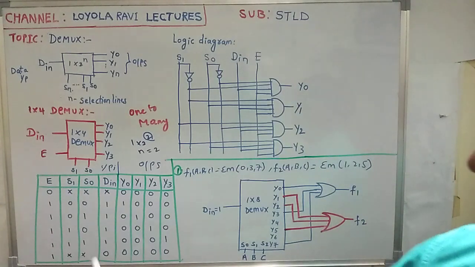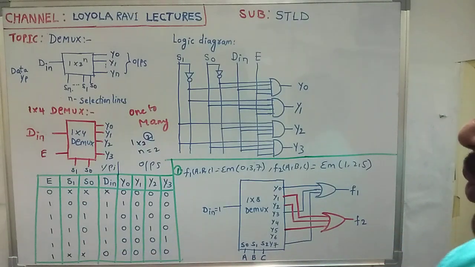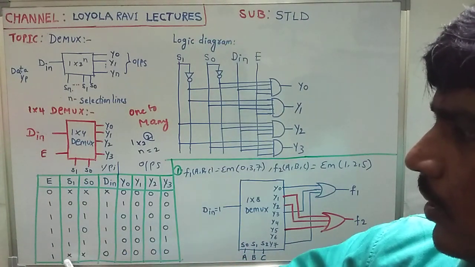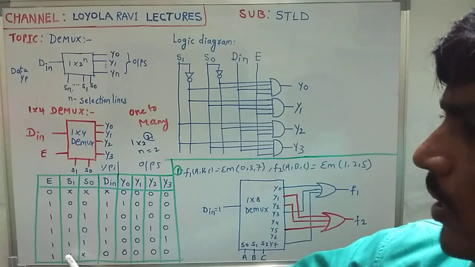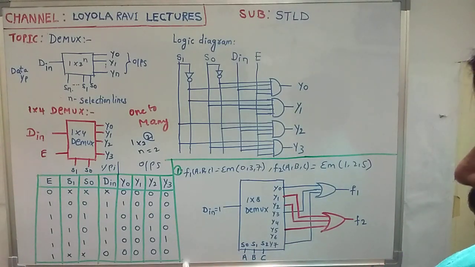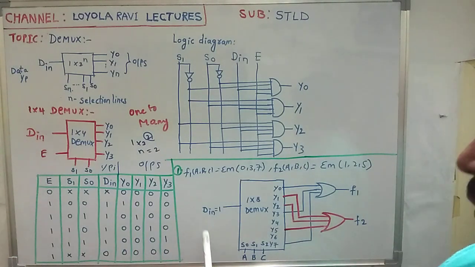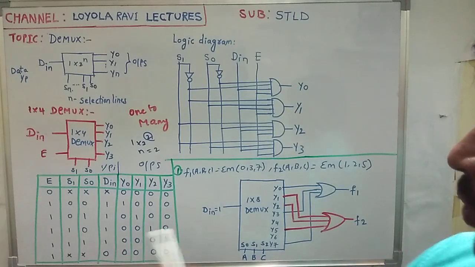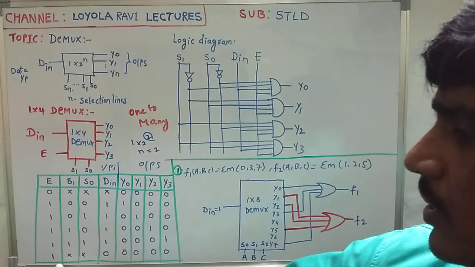For example, if S0, S1 are 0 0 and the data is 0, then again all outputs are 0. That's why I am writing another condition here. If the selection line combination is 0 0, with data 0, there is no output. Why? Because only if data is 1 will we get the corresponding output. If data is 0, there is no output. Remember that point.